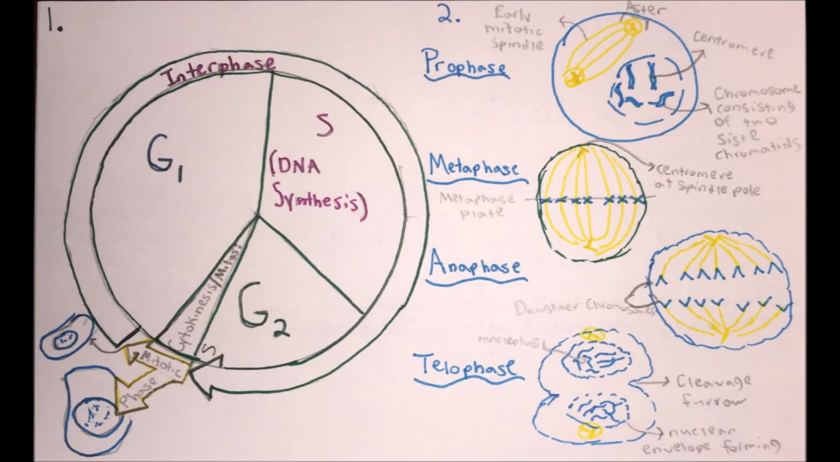On the other hand, cells that reproduce asexually go through mitosis. In mitosis, a cell only goes through one duplication rather than the two which occur in meiosis. The steps of mitosis include prophase, metaphase, anaphase, and telophase.